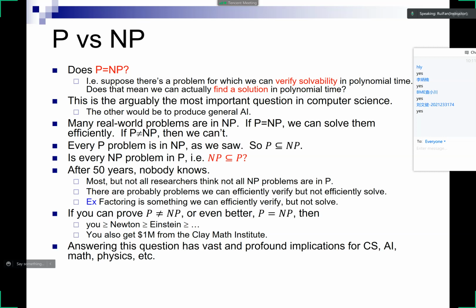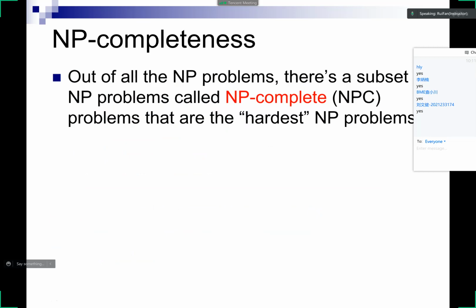So that's the main question we want to figure out, the so-called P versus NP problem, which is that if you have a problem which is in NP, can we be guaranteed that it's also in P, that you can solve this problem in polynomial time? Right now we don't know the answer to this. In fact, we're probably very far away from actually knowing the answer to this.